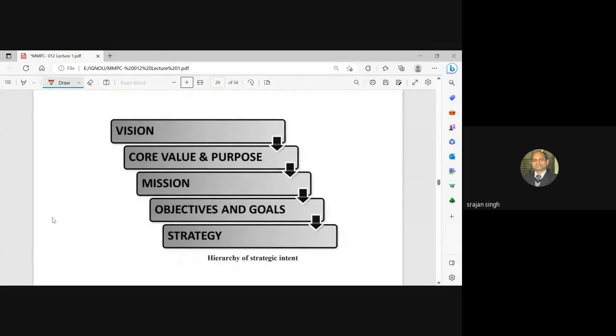This is the hierarchy of strategic intent, right? A vision, core values and purpose, mission, objectives and goals, and a strategy. So all these points are separate topics to be discussed: what is vision, what is mission, core values, objectives, or a strategy.